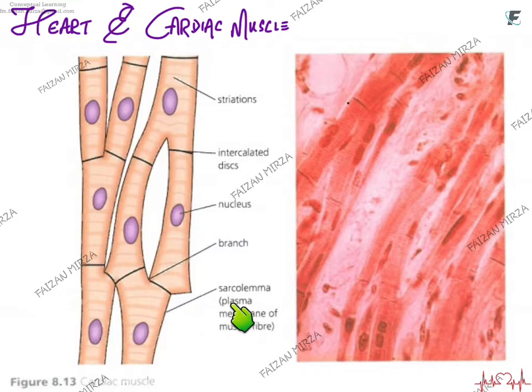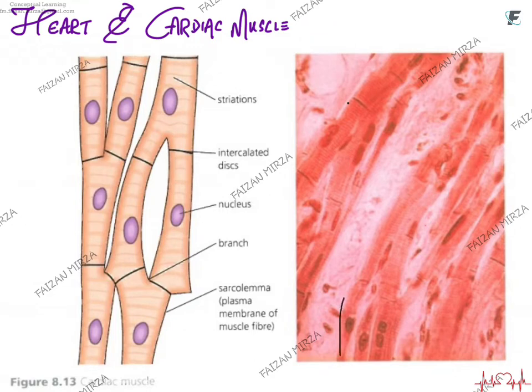They have a membrane which is called a sarcolemma. There are branches of multiple cells. Each cell has a nucleus. Two adjacent cells are joined through intercalated discs, and there are a lot of stripes which you can see all along. These are the actual cardiac cells. You can see the cardiac tissue here. These are the individual cells.